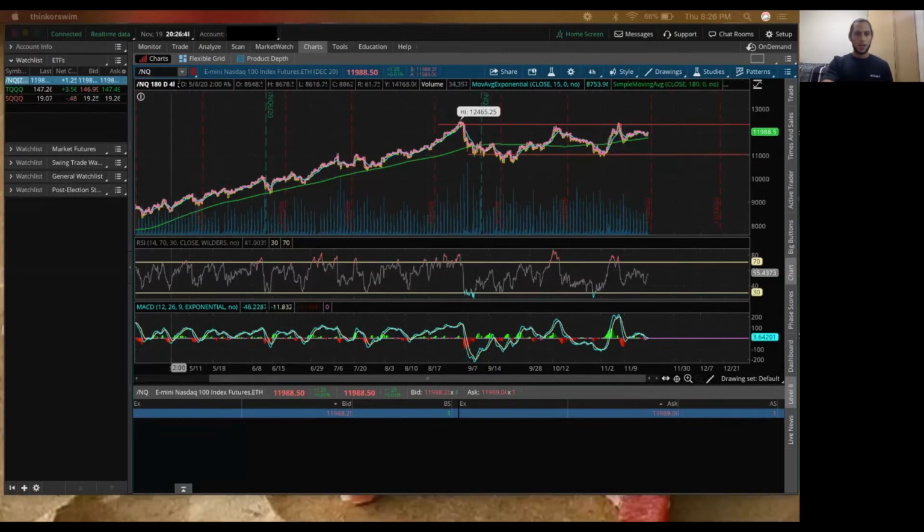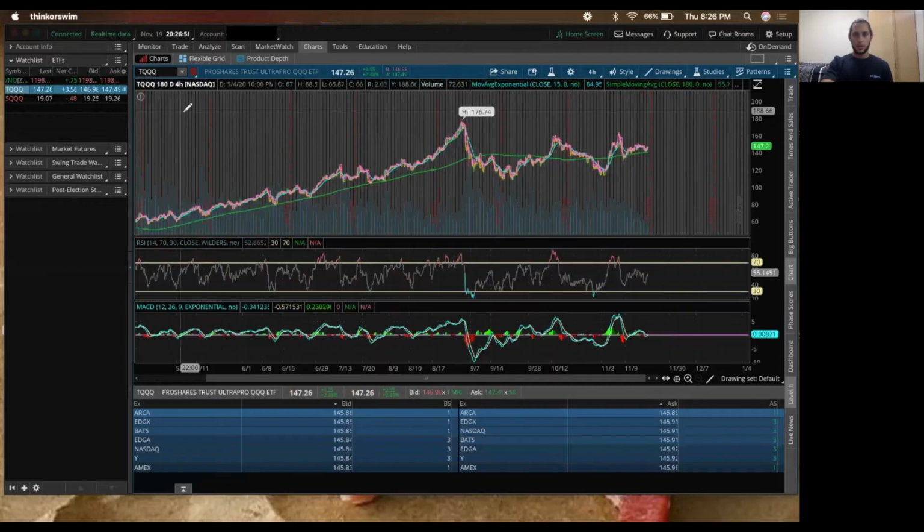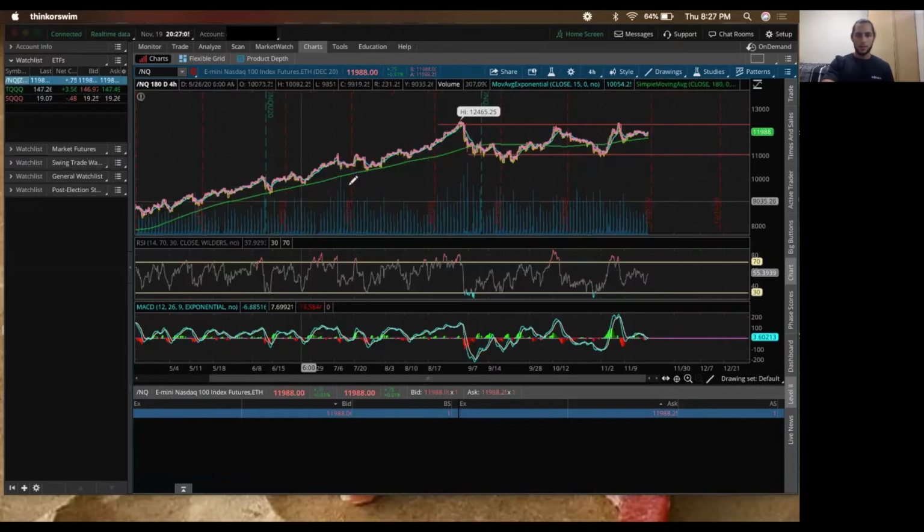So /NQ is the NASDAQ future. And basically what this means is when /NQ is going up, TQQQ goes up because it's the ETF that follows NQ. You can see right here, it's the same pattern that we saw on /NQ right here.